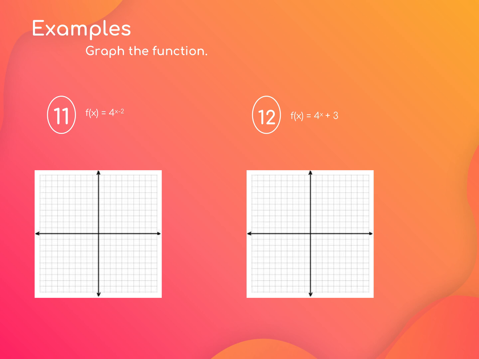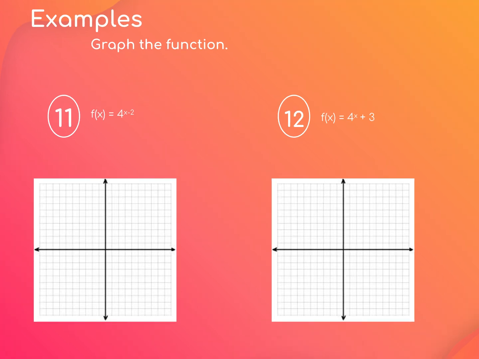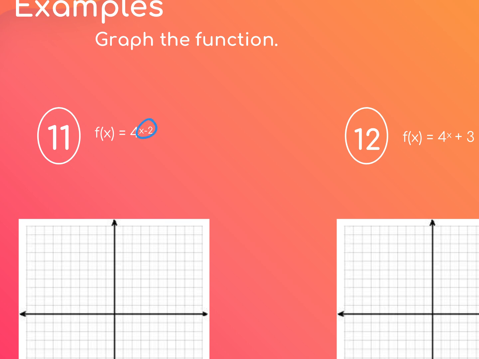All right, and we can do the same thing here. 4 to the x minus 2. I see a transformation. The transformation is going to be this -2 that's in the exponent, and we know that that is a horizontal shift. And we're going to go to the right 2 units. If we see a -2, that's to the right 2 units.